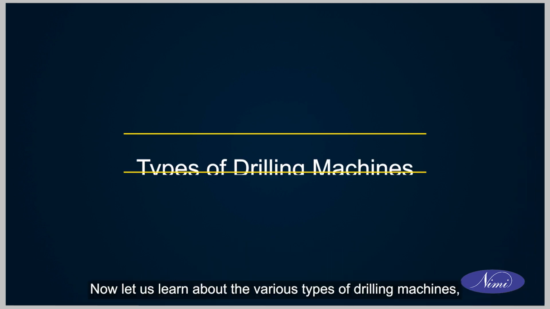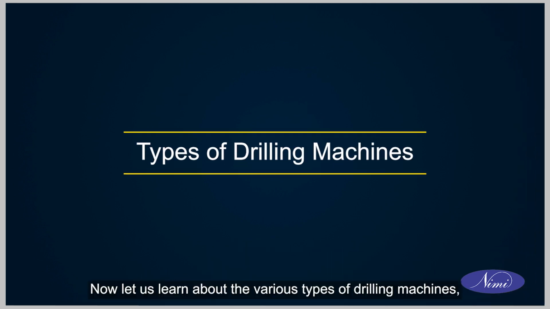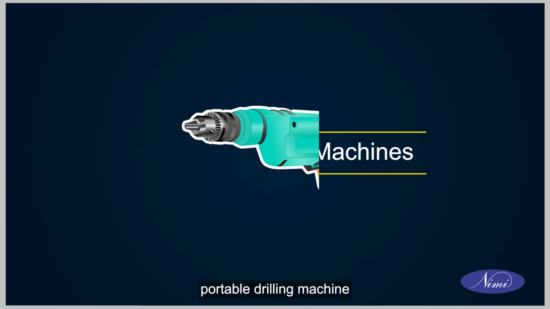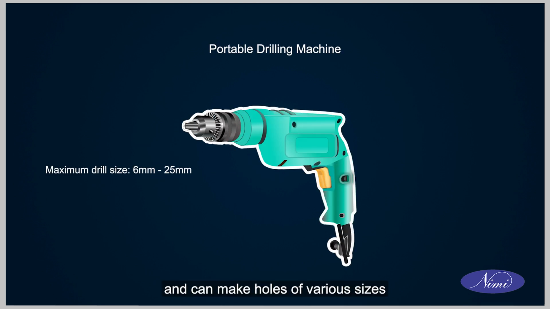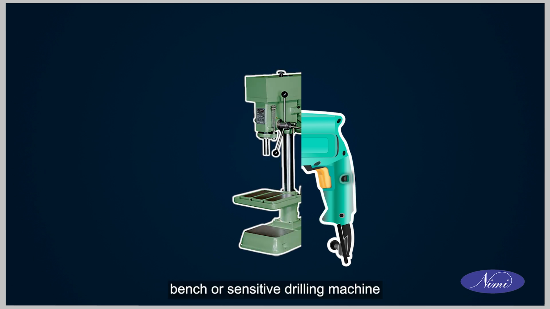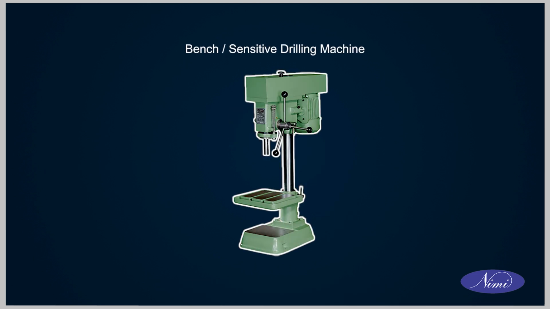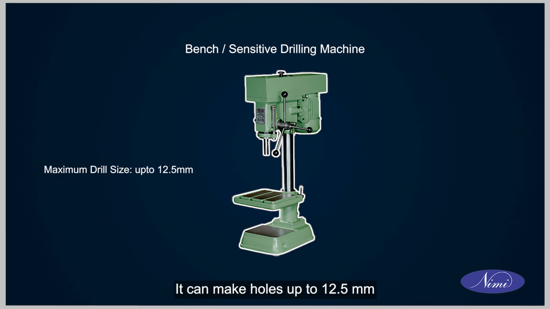Now, let us learn about the various types of drilling machines. The portable drilling machine is easy to carry and can make holes of various sizes based on the capacity of the machine. The bench or sensitive drilling machine is used for light-duty work, and can be fixed on a workbench. It can make holes up to 12.5 mm.